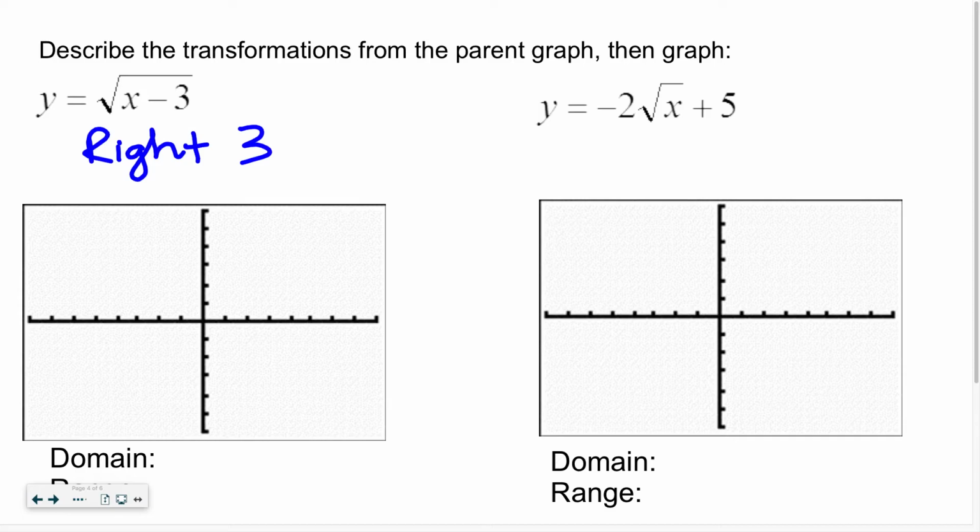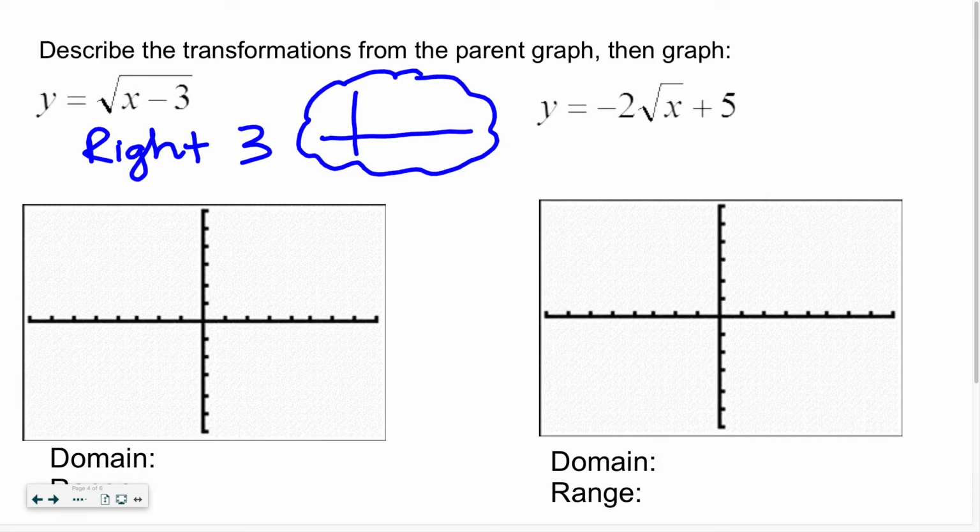Okay. So in my head, here's my thought bubble, right? In my head, I'm thinking about 0, 0, 1, 1, and 4, 2, right? My parent graph. And I'm just going to slide all those points right through. So that's going to be at 3, 0, 4, 1, and add 3 to 4, so 7, 2. Ta-da.